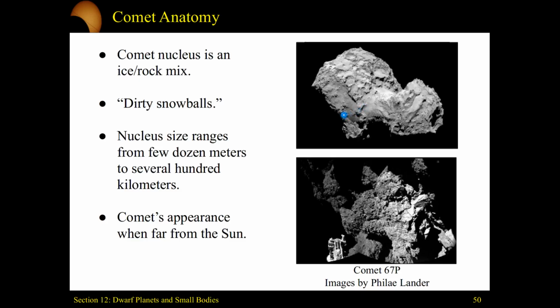This image here is of Comet 67P and the Philae lander as it was approaching, and then here once the lander was on the comet. It's this very jagged, red, crazy shape. Now let's zoom out and let's bring that comet close to the sun.